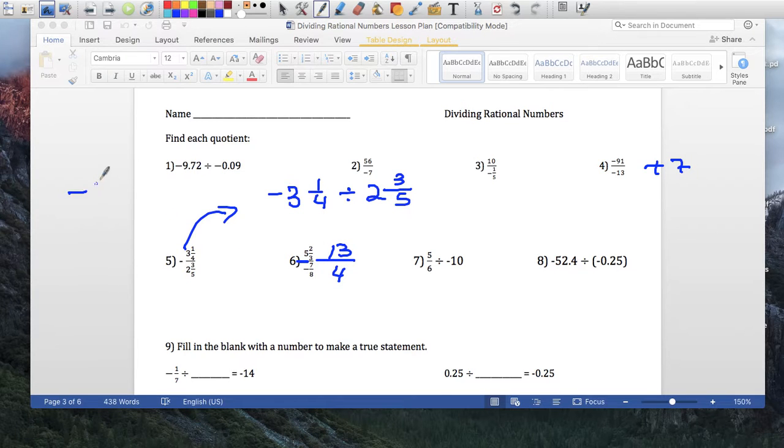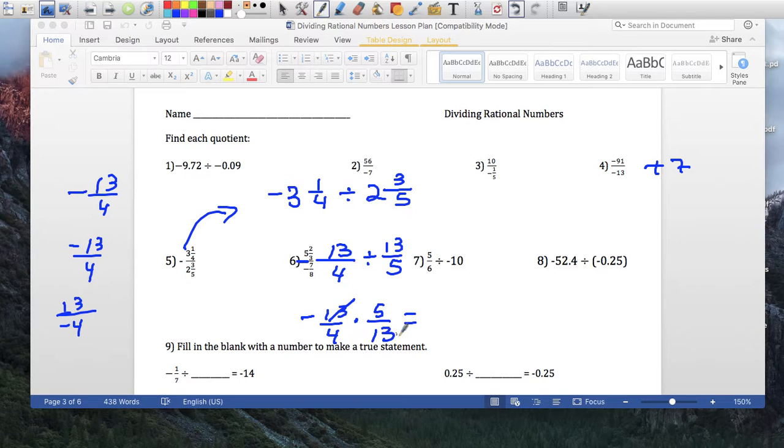Actually, you can remember that this is the same thing as this, which is the same thing as this. They will all give you a negative answer. Okay, so it doesn't really matter where you put the negative. So negative 13 over 4 divided by 5 times 2 is 10, plus 3 is 13 over 5. We're not simplifying. Remember, we simplify when we multiply. So it's negative 13 over 4 times 5 over 13. Now we can simplify. This 13 and this 13 will be crossed out, right? 13 divided by 13 is 1. 13 divided by 13 is 1.